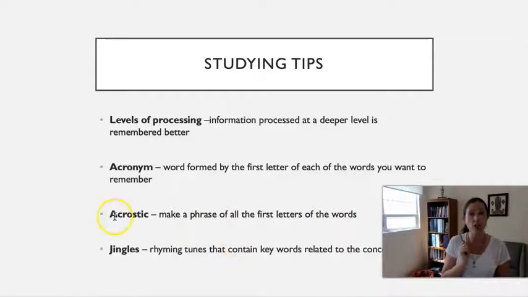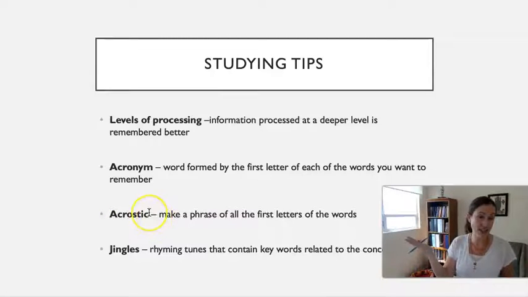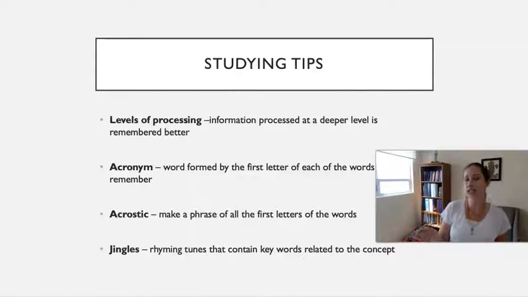You can use an acrostic, which is when you make a phrase of all the first letters of a word. I remember when I learned to play piano, and this was in the 80s. So I remembered Every Good Boy Does Fine, or rather, even George Bush drives fast, because George Bush Sr. was the vice president at the time. But that's an acrostic. You make a phrase with it. Or you can also use jingles, rhyming tunes that contain words related to the concept. That will also help you with your studying. By the way, all these acronyms, acrostics, and jingles, these are all mnemonic devices. And that is it for this chapter.